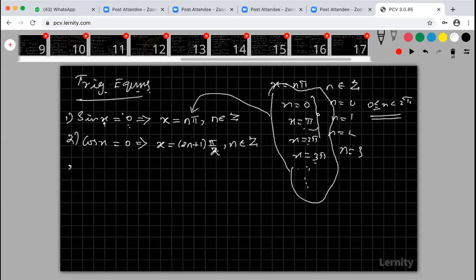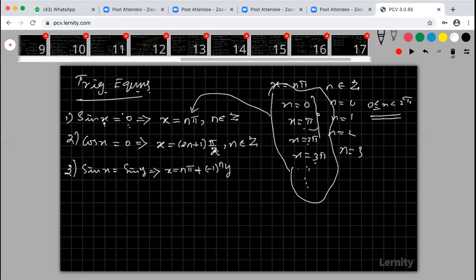The third one is, if sin x is equal to sin y, this is also a trigonometric equation. What is a trigonometric equation? An equation involving trigonometric functions is called a trigonometric equation. So this is also our trigonometric equation. What is the general solution of this equation? sin x is equal to sin y means x is equal to n pi plus (minus 1) to the power n times y.